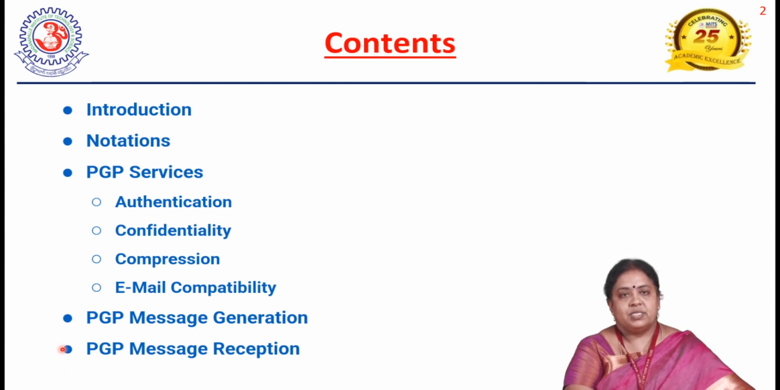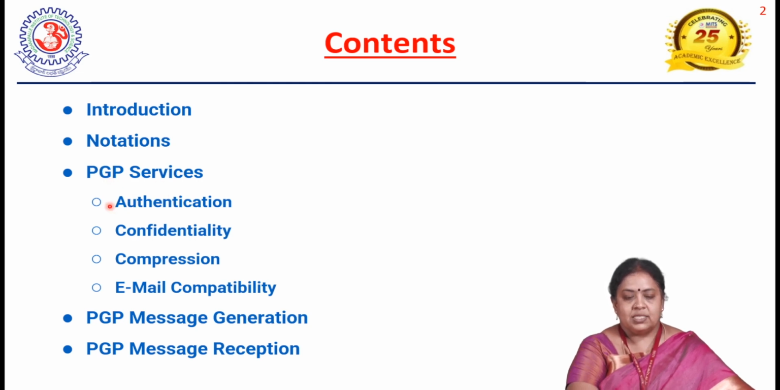First we are going to discuss what this PGP is, and what the history of this PGP is. Then we come to the notations that are used in the process of PGP. Then we discuss the PGP services, that is, what services can be provided by using the protocol called PGP. It provides authentication, confidentiality, compression, as well as email compatibility, which we will discuss. Later we go to how PGP generates the message and how PGP message reception is done. Okay, so these are the contents which we are going to discuss today.